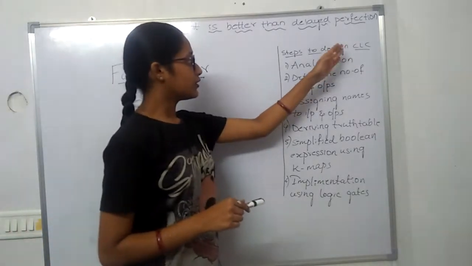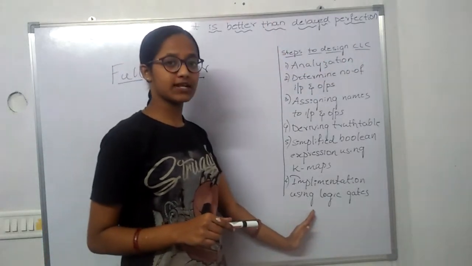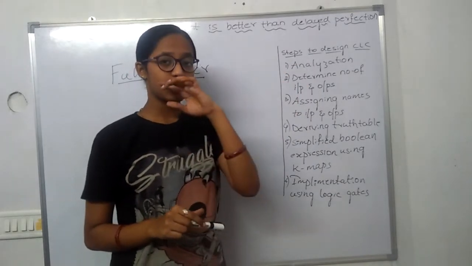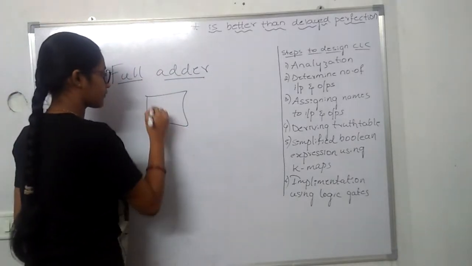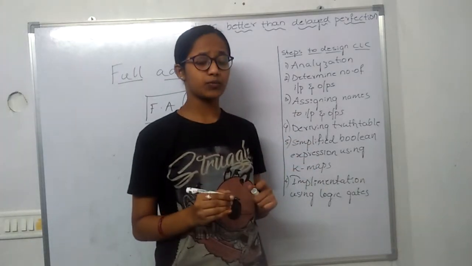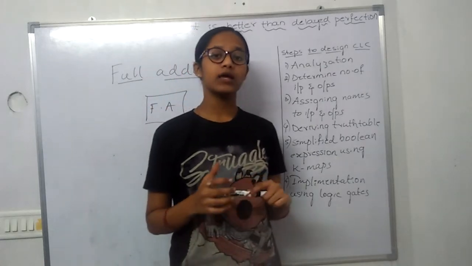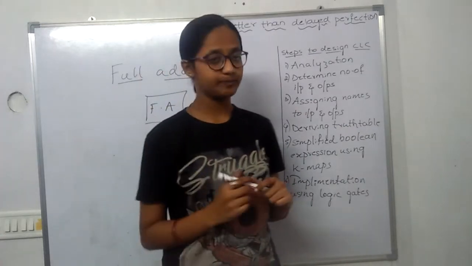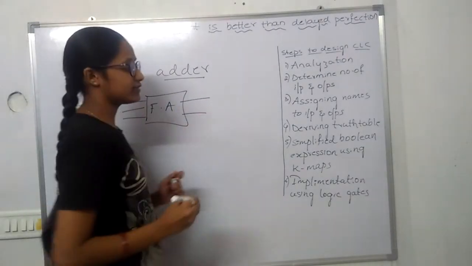To design a combinational logic circuit, we have 6 steps that we already discussed in our previous class. Step number 1 is analysis. What is our analysis here? We have to design a full adder. Next, determination of the number of inputs and outputs. How many inputs can a full adder add? It can add 3 binary inputs and give 2 outputs, for sum and carry.